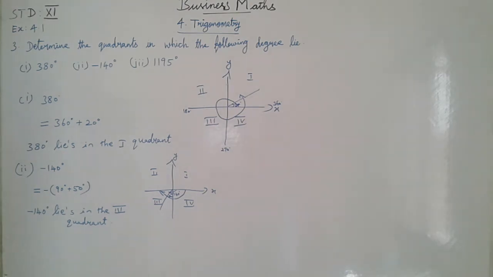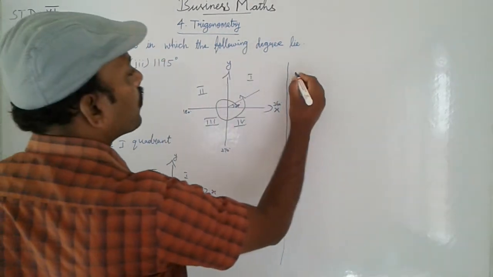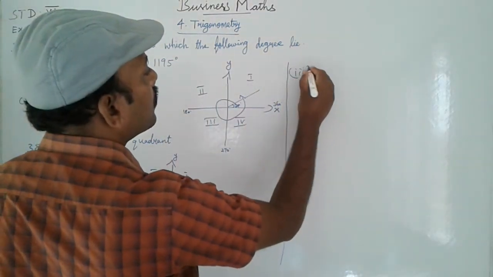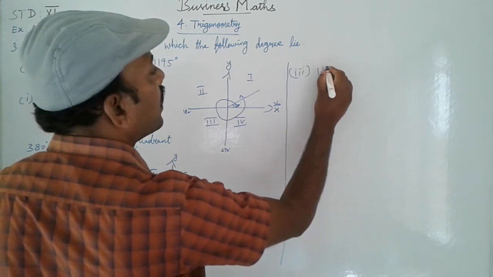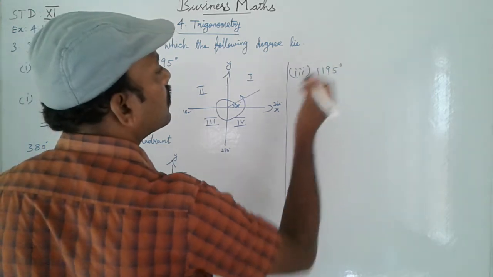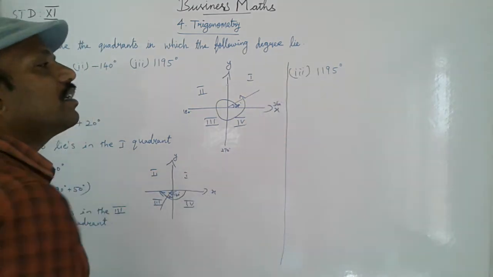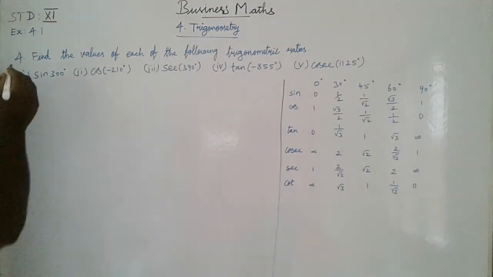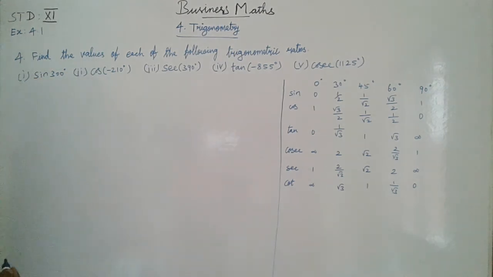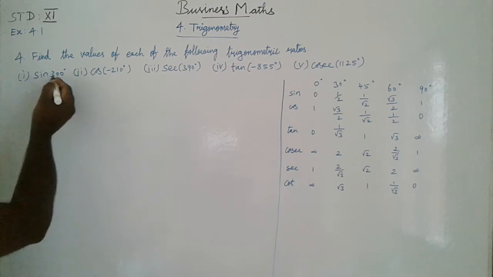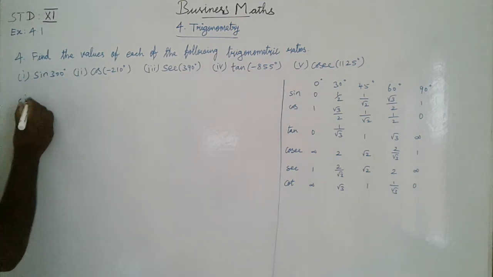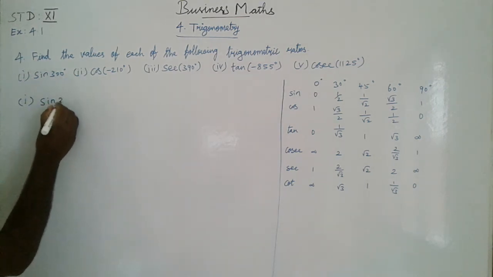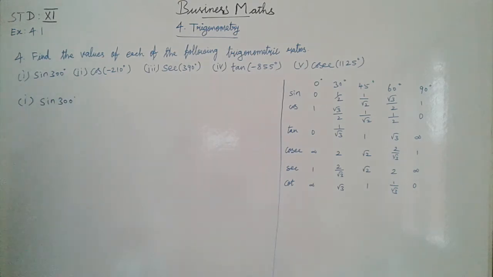That's all. Third sum, 1195 degrees. So this is homework. We should do it. Fourth sum, find the values of each of the following trigonometric ratios. The first sum, sine 300. This value we should find out.